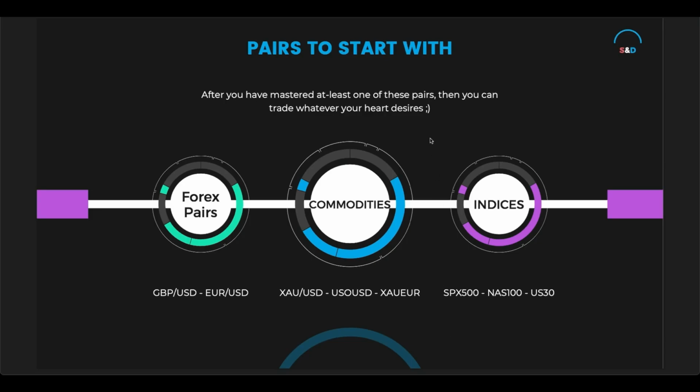Next, we have the pairs that I recommend you start with. After you have mastered at least one of these pairs, then you can trade whatever your heart desires. So for Forex pairs, I recommend you start off with either GBP USD or Euro USD. If you like trading commodities, something like gold, US oil, or gold versus the euro, I think that moves really well. But yeah, if you want to trade commodities, this is what I would recommend.